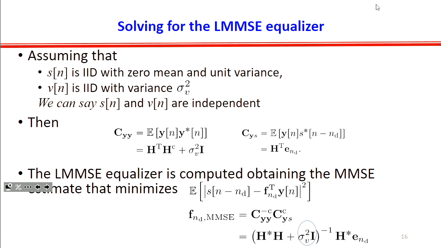So let's now get into the details of it. We saw that the equation here for MMSE has been derived in the previous few slides. So the covariance matrix C_yy is nothing but the expected value of y of n, y star of n.